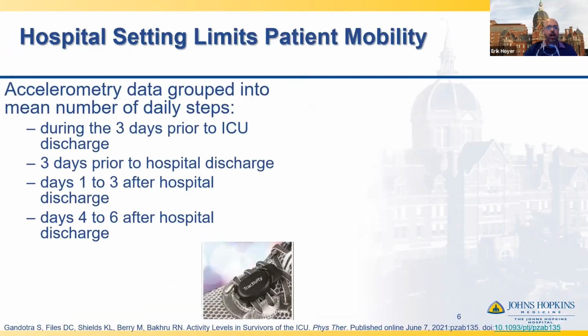To highlight this, there was a recent paper that was just published this summer. It was a study of about 21 patients who were initially in the ICU. They put on a little activity tracker, in this case a device called the Tractivity. They measured the mean or average number of daily steps during the 3 days prior to ICU discharge, and then 3 days prior to hospital discharge. And then they measured it for the first few days after hospital discharge, and then 4 to 6 days. So they averaged it at those different time points across all the patients.